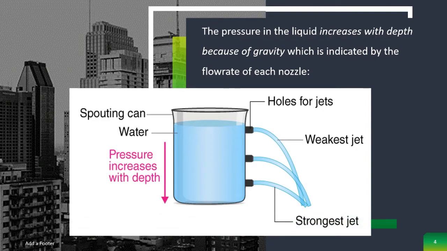Here is an image showing the pressure in the liquid increases with depth because of gravity, which is indicated by the flow rate of each nozzle. So you can see the pressure increases with depth, and we have the strongest jet kasi yun sa baba yung mas mataas yung pressure, and the weakest jet kasi mababa yung pressure na dinadala niya.